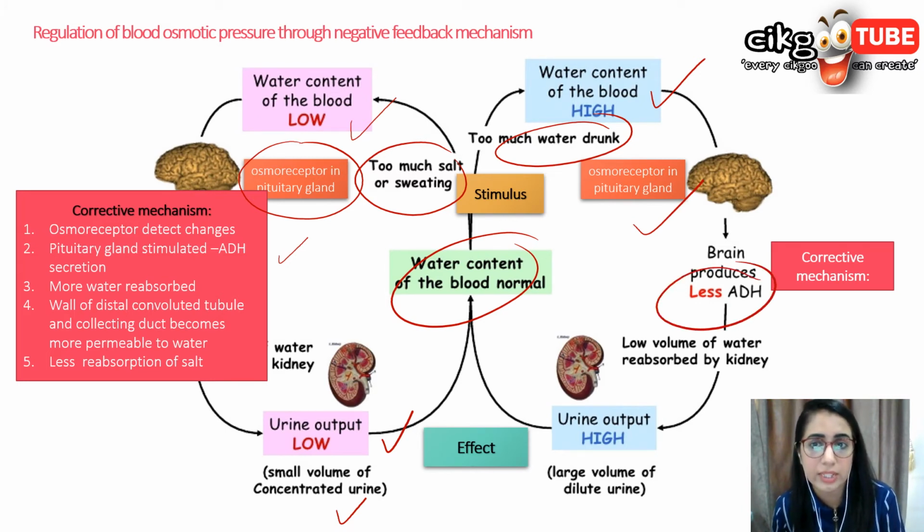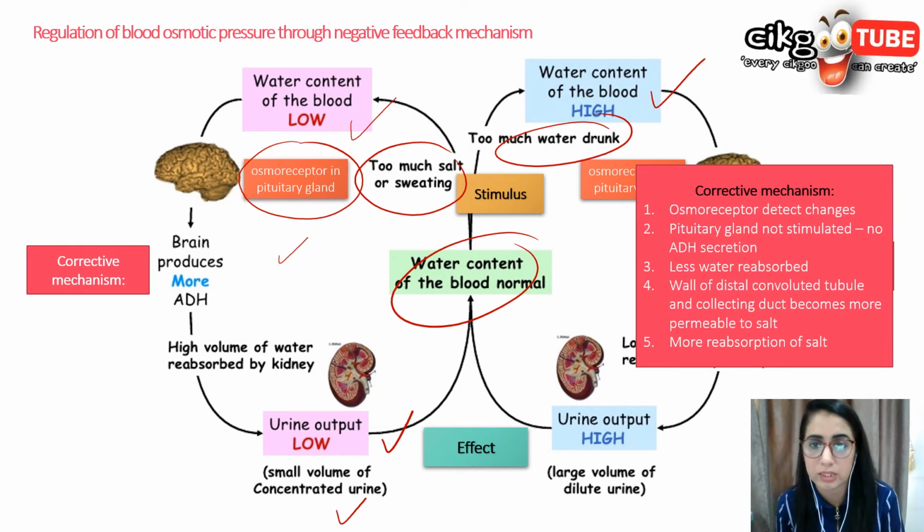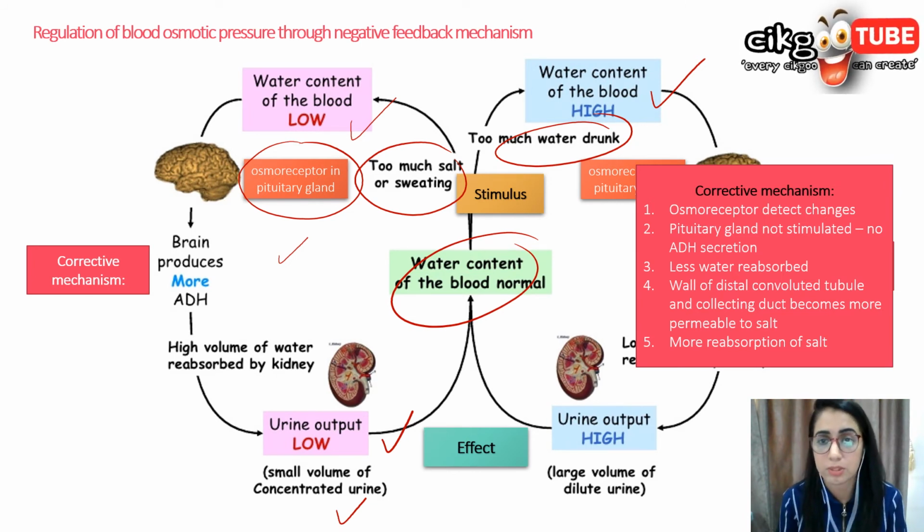So now here we need less ADH to produce more urine. The corrective mechanism is that osmoreceptors detect the changes, the pituitary gland is not stimulated, and there is no ADH secretion. No ADH secretion means less water is reabsorbed. The wall of the distal convoluted tubule and the collecting duct becomes less permeable to water, and more reabsorption of salt happens. So when this happens, the urine output is high.